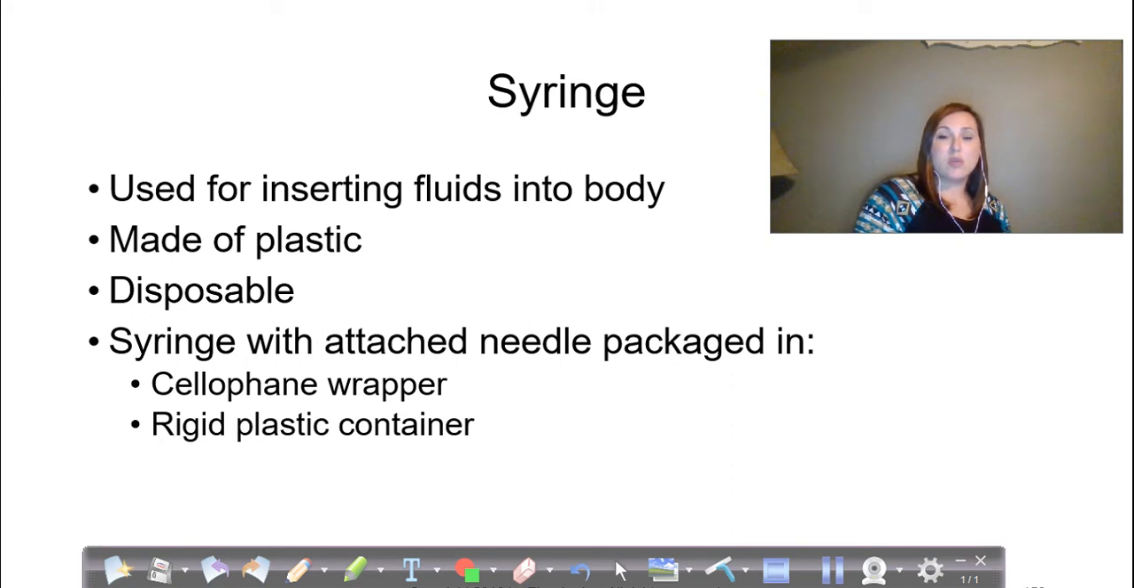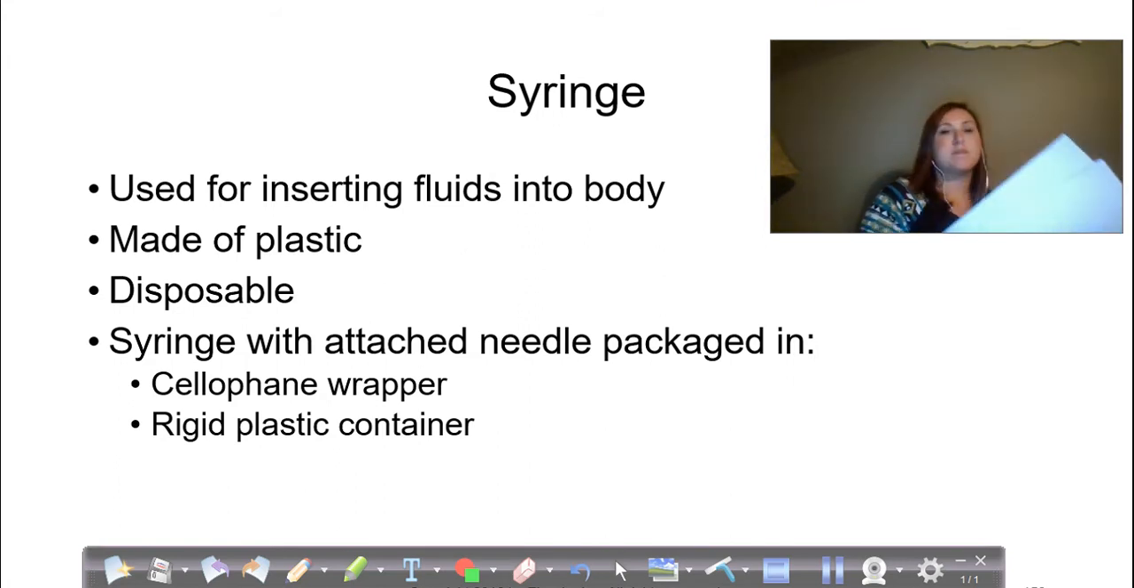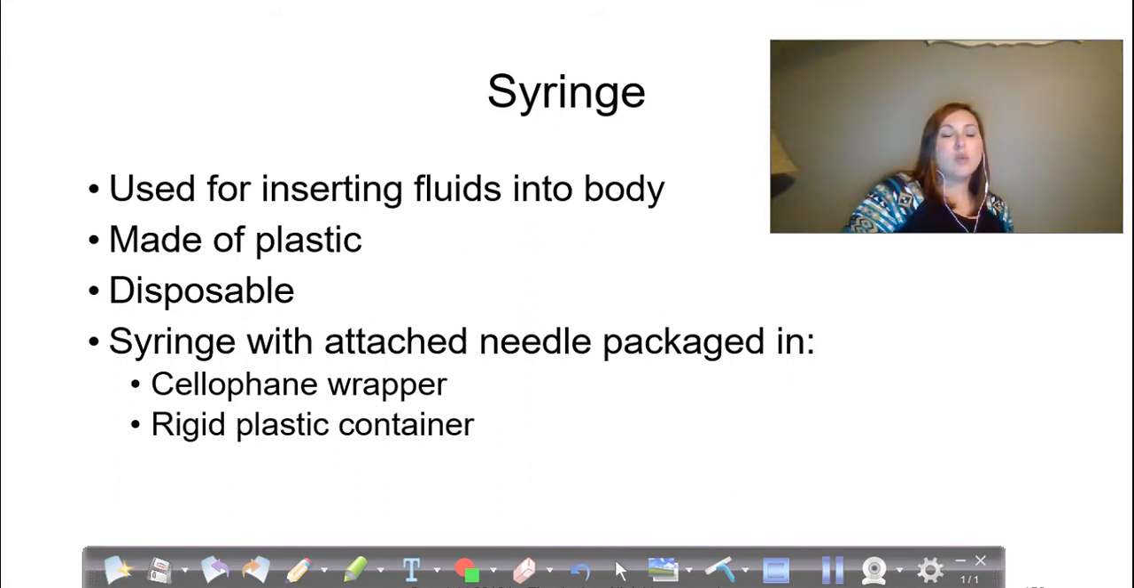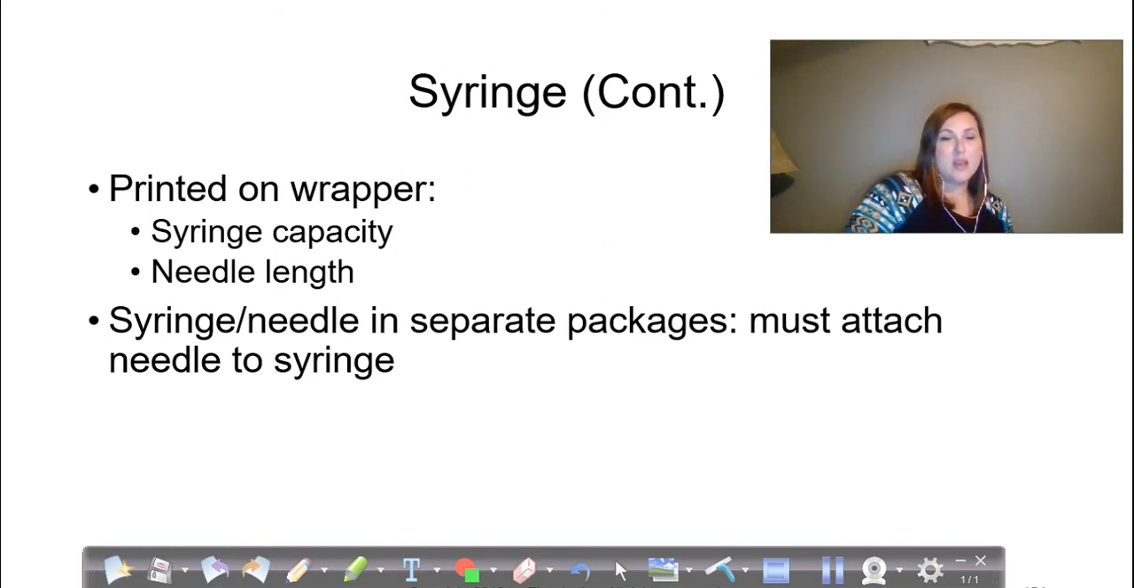Sometimes you have a syringe and a needle. Sometimes the needle's connected to the syringe. Sometimes it's not. Sometimes they're separate. A rigid plastic container is going to be your bigger type syringes where you have like 10, 20, or 30 mLs of a syringe that maybe you want to do during a procedure. On that wrapper will be printed the syringe capacity, so can it hold 3 mLs, can it hold 5, and then the length of the needle if it's in there, or if it's just the needle by itself in a package.